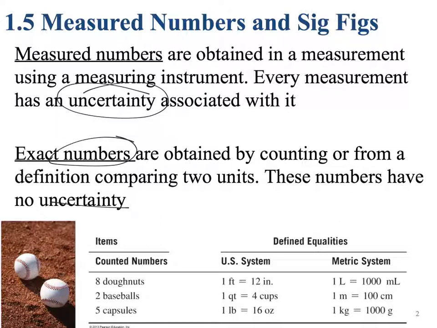For example, if I say 2 baseballs, that is an exact number. Another thing that is an exact number are defined equalities. For example, 1 foot is equal to 12 inches. That is also considered an exact number.